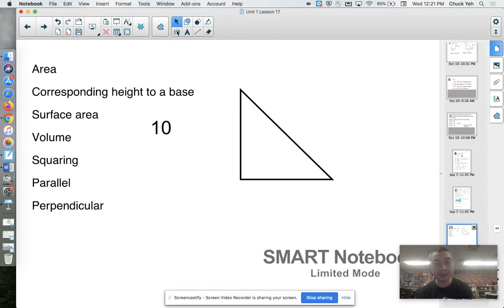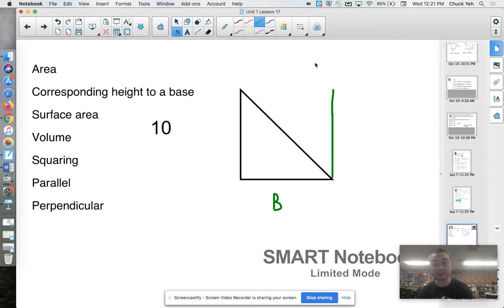Corresponding height to base. So for example, if this was the base, is this a corresponding height? No, of course not. Okay. Is this a corresponding height? No. What about here? Is this a corresponding height? Yes, it is, right? Because it's going to the opposite vertex right here.